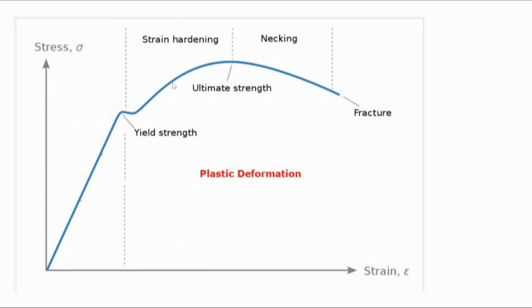Where that line reaches its highest amplitude is the difference between where it's being work hardened versus where it is beginning to neck. And we'll see an example of what that looks like in a bit. And then obviously fracture is where the material fails and breaks.